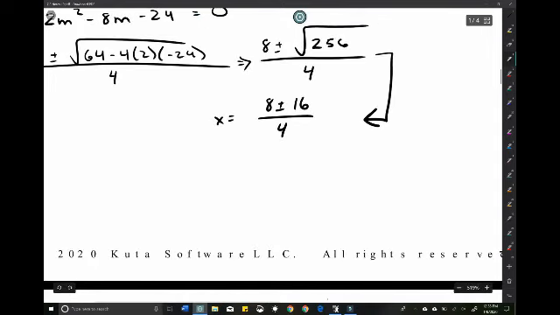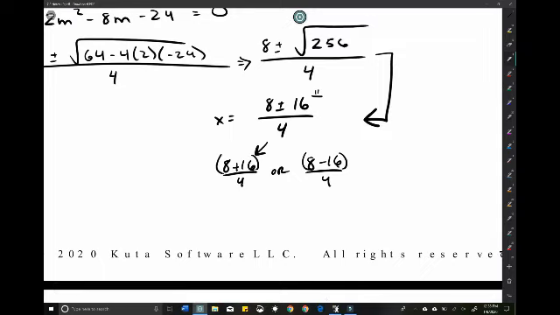Since we have a nice integer, we can break it up into two problems: 8 plus 16 over 4, or 8 minus 16 over 4. Make sure you do the numerator part first. Silly stuff, but I see students make that mistake. You should know your order of operations though. x equals 6 or x equals negative 2.